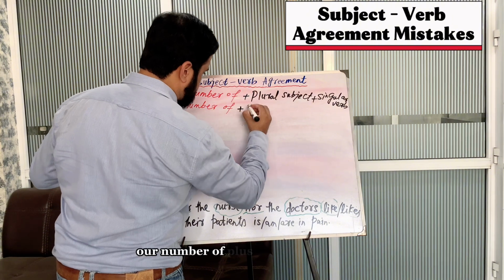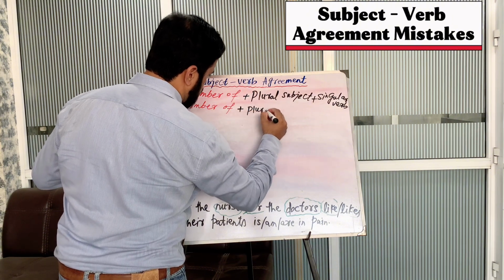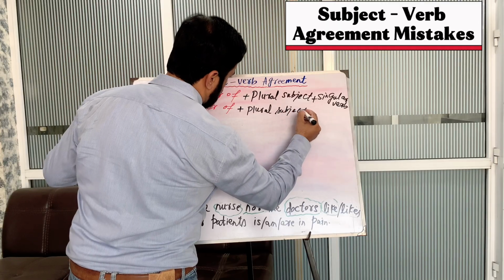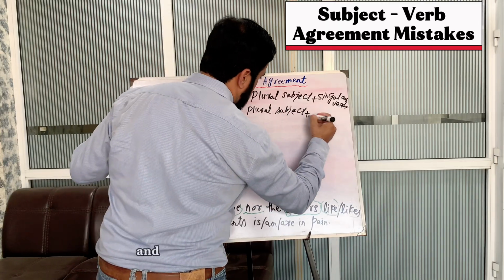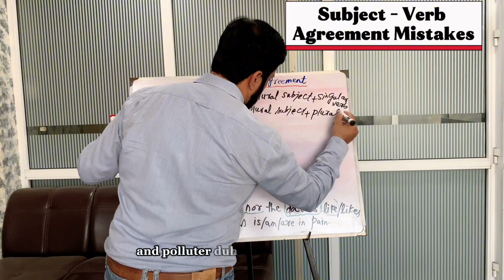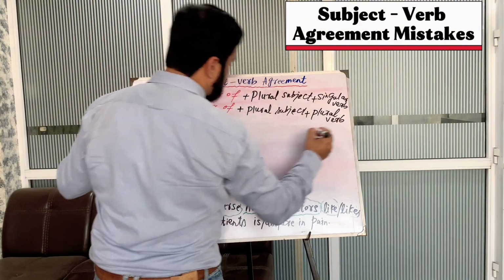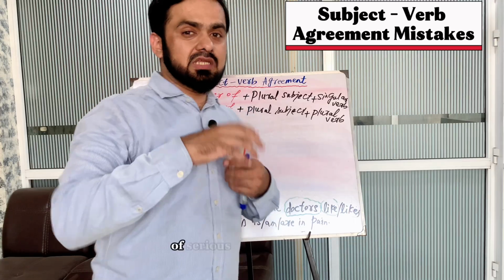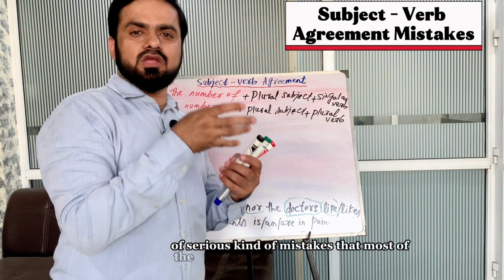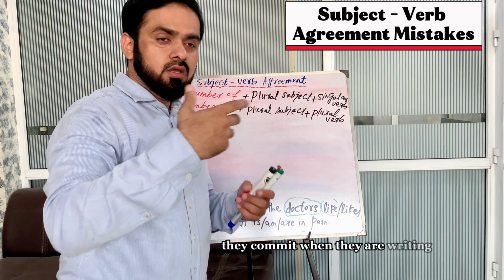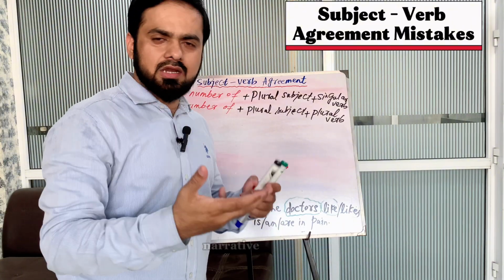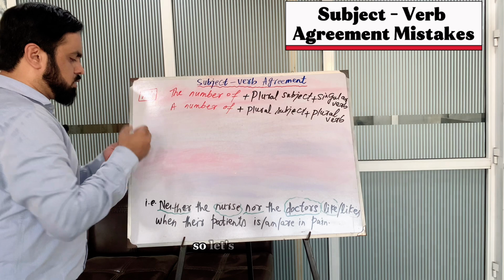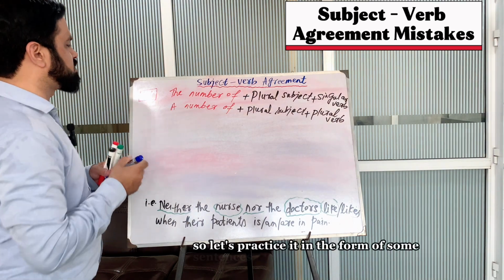A number of plus plural subject and plural verb. So these are some of the very serious kind of mistakes that most writers commit when they are writing anything, descriptive writing, narrative writing, or whatever writing they are doing. So let's practice it in the form of some sentences.